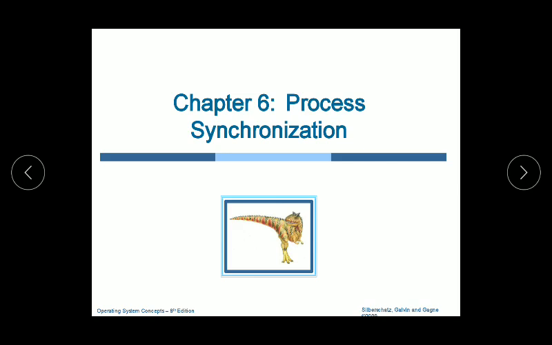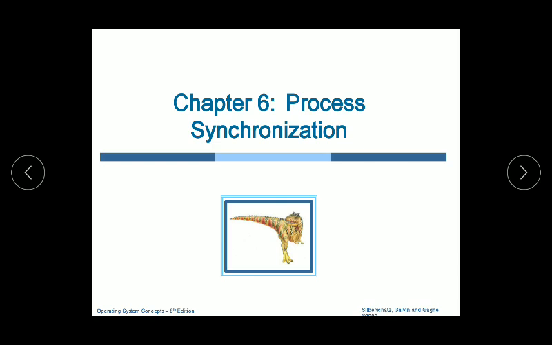A cooperating process is one that can affect or be affected by other processes executing in the system. Cooperating processes can either directly share a logical address space, that is, both code and data, or be allowed to share data only through files or messages. This is achieved through the use of threads, as we discussed in the previous chapter. We also learned about independent processes. Independent processes are the processes which do not share the logical address space.